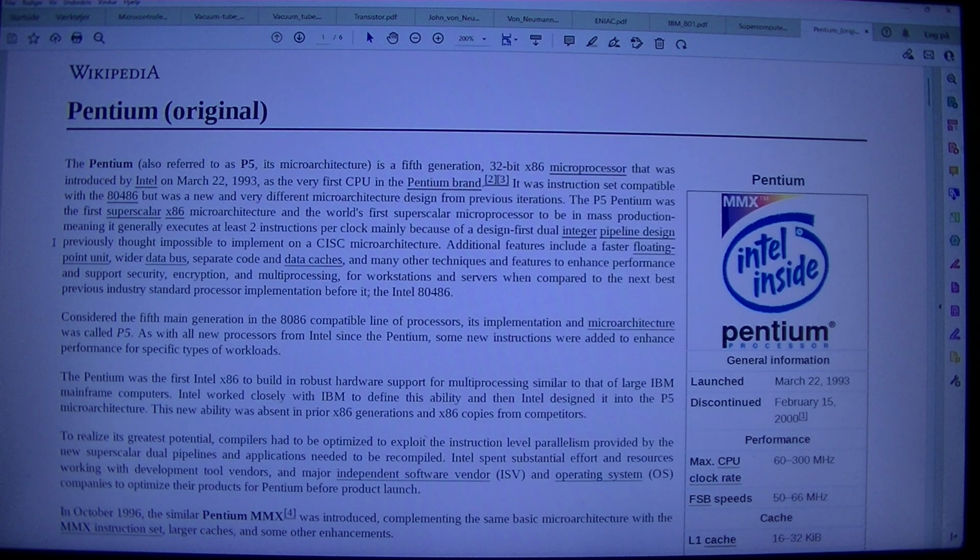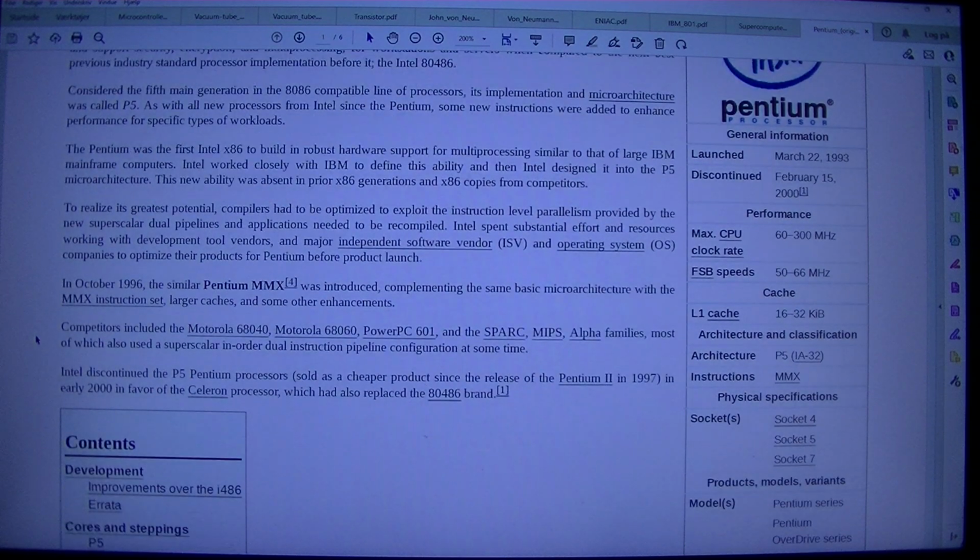Additional features include a faster floating point unit, wider data bus, separate code and data caches, and many other techniques and features to enhance performance and support security, encryption, and multiprocessing for workstations and servers when compared to the next best previous industry standard processor implementation before it, the Intel 80486. Considered the 5th main generation in the 8086 compatible line of processors. Its implementation and microarchitecture was called P5.